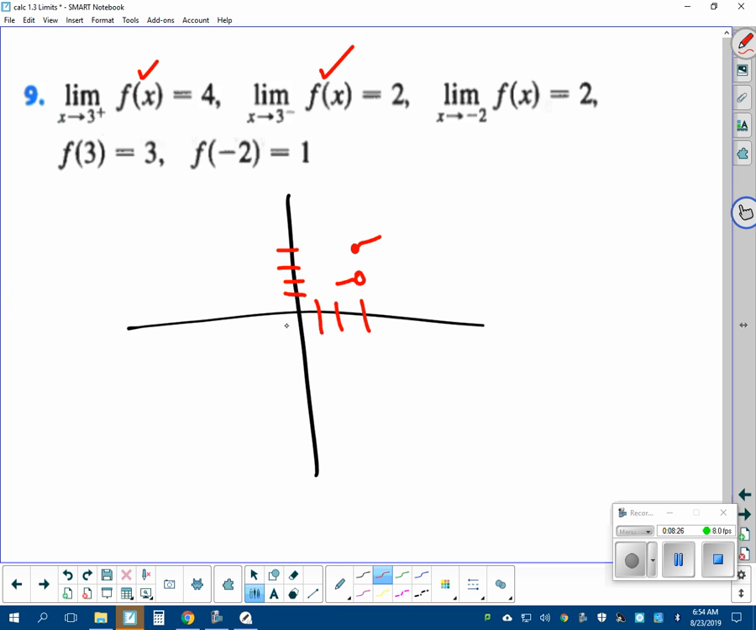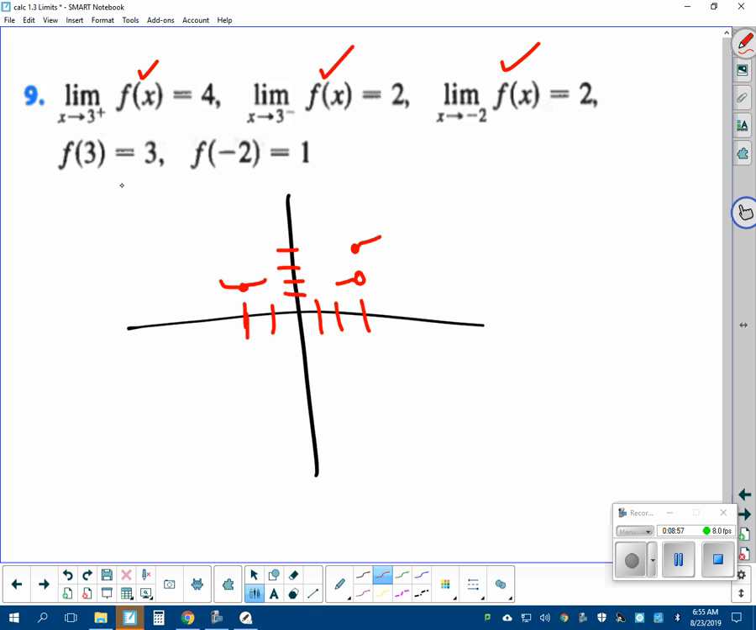The limit as x approaches -2 is 2, and that is a full limit. It's not one-sided. So we go to 2. I'm going to go ahead and put a closed point there, although it could be open. We don't really know. It's just that's the easy thing to do. And then because it's a full limit, not one-sided, I know I'm going to have lines coming off of both sides.